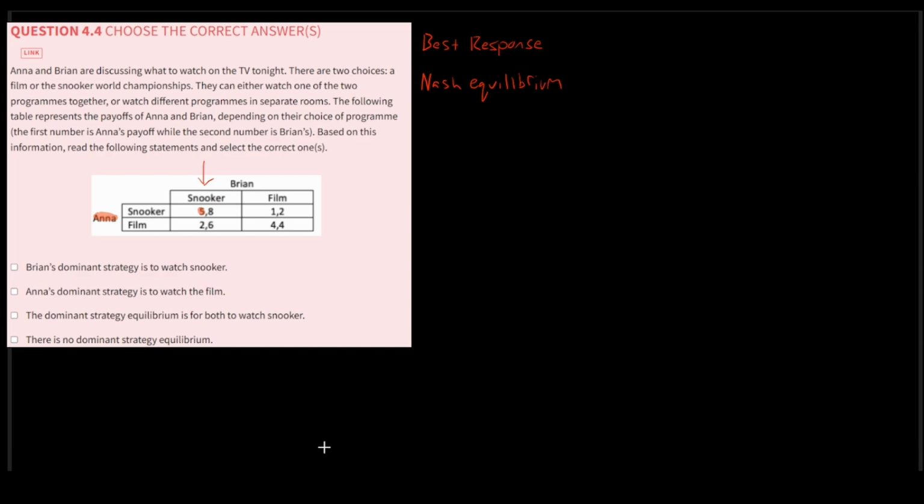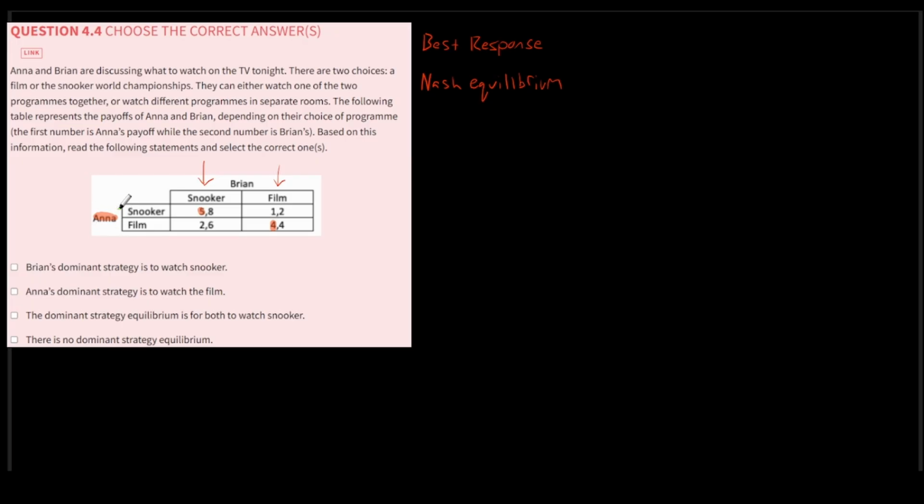Now we know what Anna's best response is to Brian choosing snooker. But what does Anna do if Brian chooses film? So we just go and continue. We now say, hey, now for sure Brian is choosing film. What is Anna's best response to film? Either a payoff of 1 or a payoff of 4. 4 is the better payoff in that case there. So if Brian chooses film, Anna chooses film. If Brian chooses snooker, Anna chooses snooker. What we would say in this case here is that Anna does not have a dominant strategy.